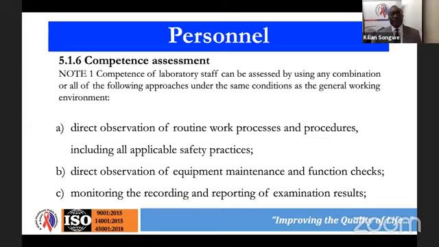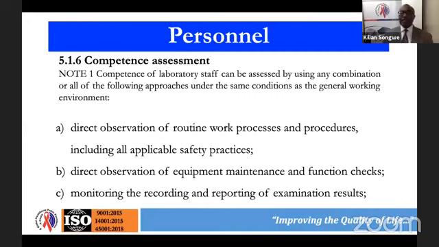I spent a lot of time looking at competency, because competency is a very fundamental part to standardization. If you're going to have standards within organizations, and especially within clinical medicine, diagnostic medicine, public health medicine, there needs to be a certain minimum level of competence that is going to be required. And how do you actually ascertain that this competence exists? The standard requires that you should use a combination of a couple of methods that it says.